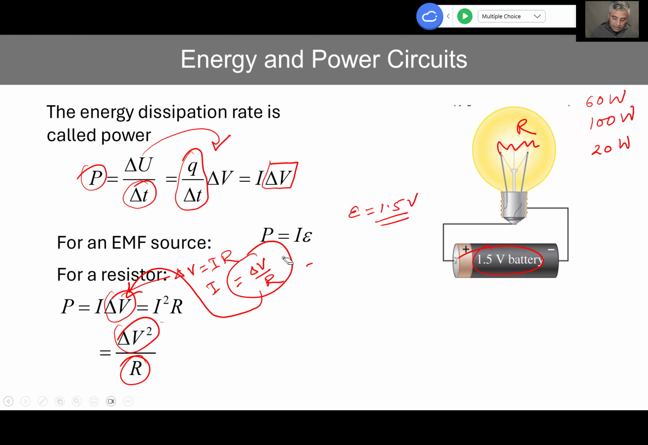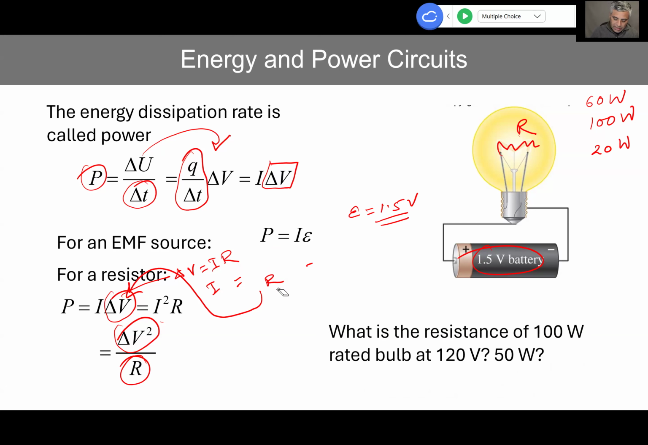Okay, so now let's look at this question here. It says, let's suppose you have a 100-watt light bulb that operates at 120 volts. Okay, so what is the resistance of the wire? That's what it is asking. So power is given, right? So this power is given, so known.